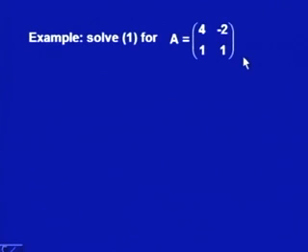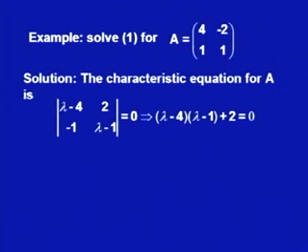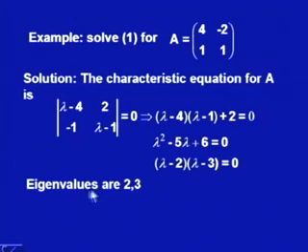A 2 by 2 matrix is given to us. According to the first step, we first have to find the eigenvalues. For this, the characteristic equation for A is the determinant of this 2 by 2 matrix. It simplifies to (lambda minus 4) multiplied by (lambda minus 1) plus 2 equal to 0. Further simplified, it is lambda squared minus 5 lambda plus 6 equal to 0, and factorizing it, it is (lambda minus 2)(lambda minus 3) equal to 0, and that gives us eigenvalues 2 and 3.